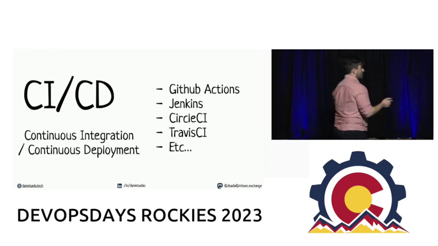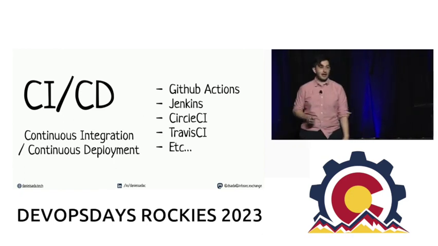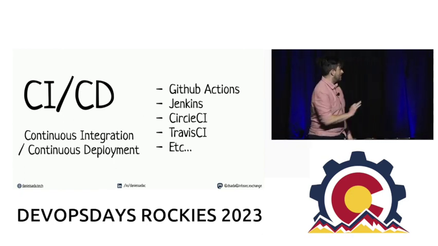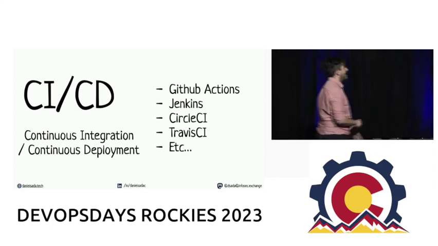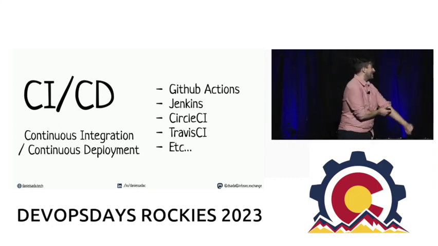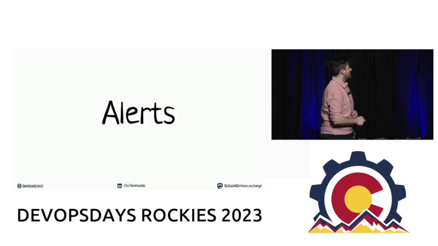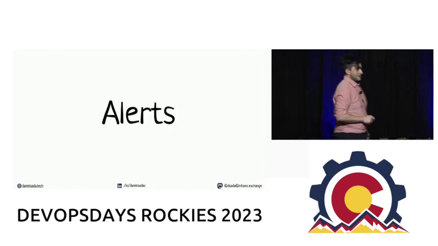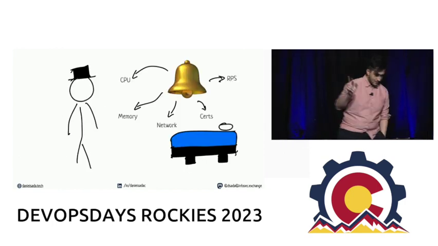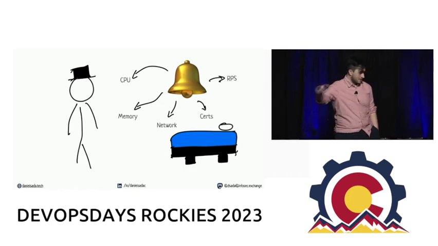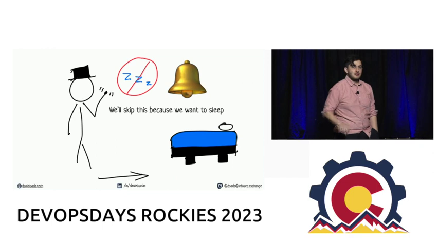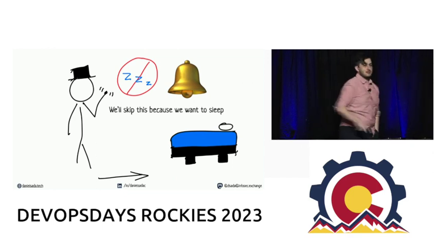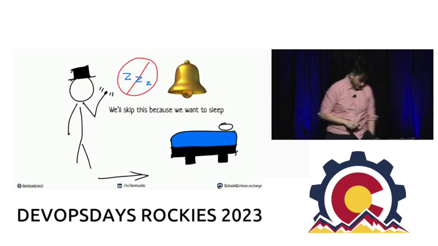Okay, so if you want to try out CI/CD, ask your doctor first, but then go to GitHub Actions, Jenkins, CircleCI, Travis CI, and try it out yourself. Let's talk about alerts. We could talk about alerts and how we could put CPU, memory, network, certs, requests per second alerts. But alerts don't let us sleep at night, so we'll skip to the next topic.